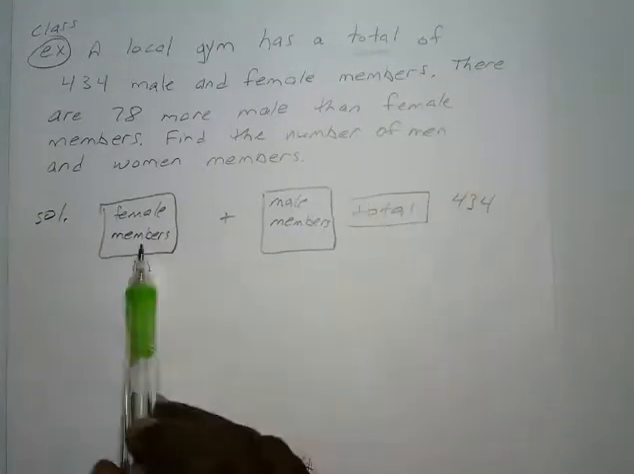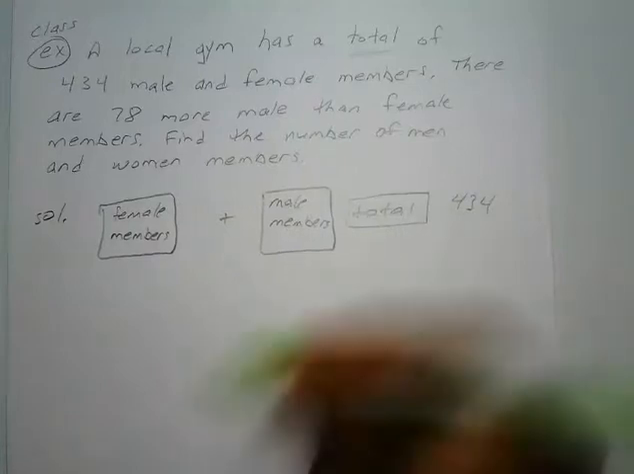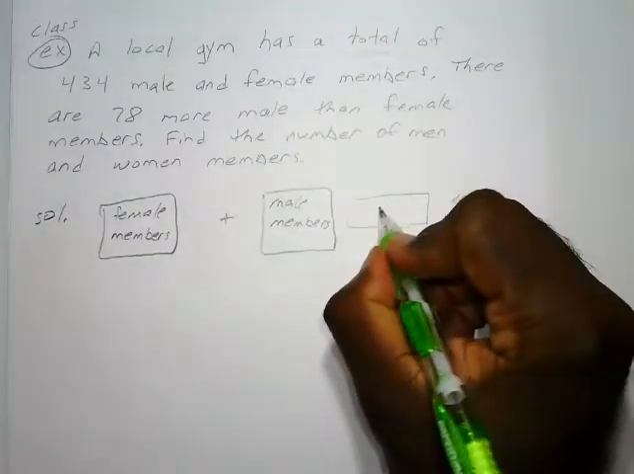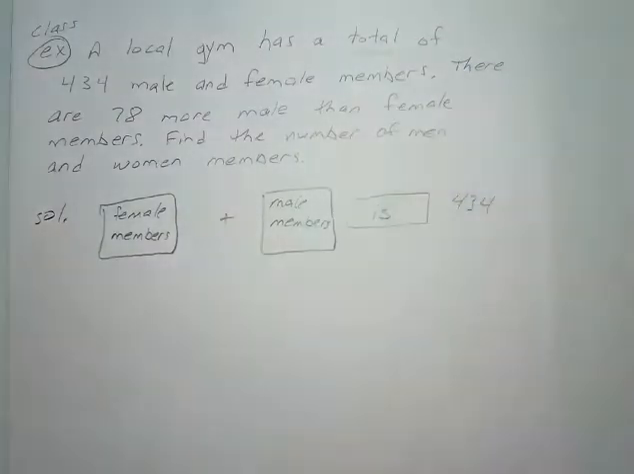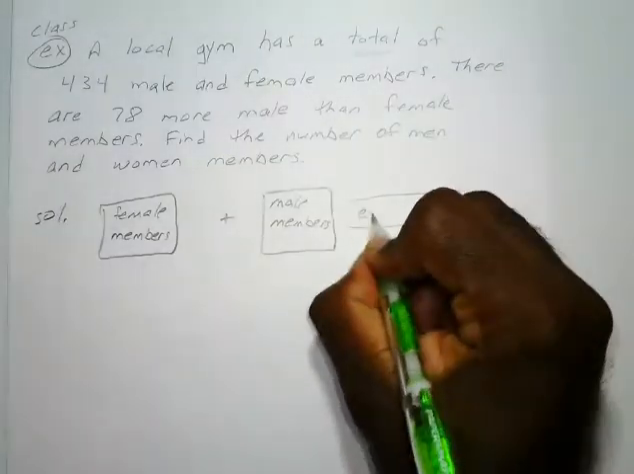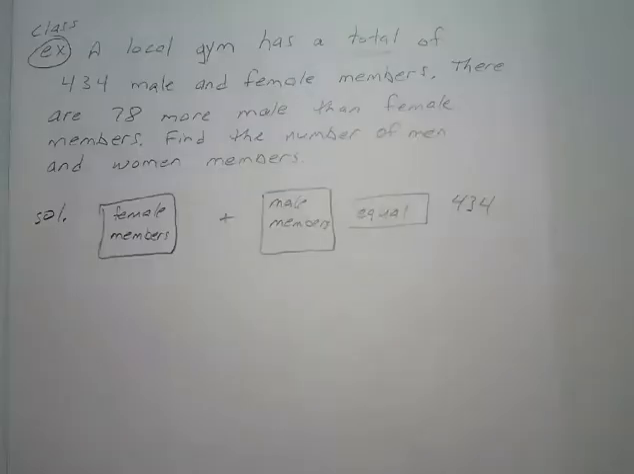So we know that male members and female members, instead of total, that should probably be equal, or is. That will probably fit better with our rewrite of the sentence. There we go. It doesn't matter which word you put as long as it makes sense to you. I just think equal would make more sense. So if you want to use is, you could use is. If you want to use equal, you can use equal, as long as it makes sense to you.